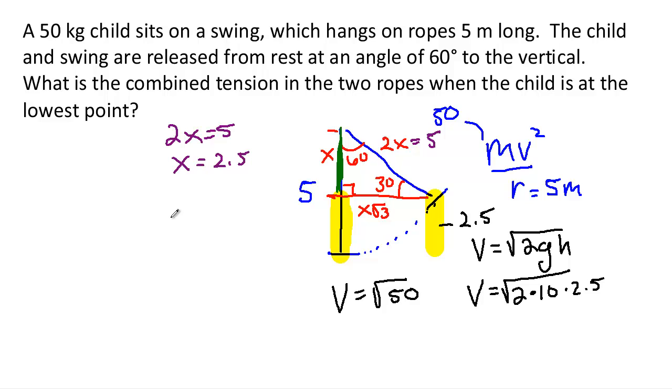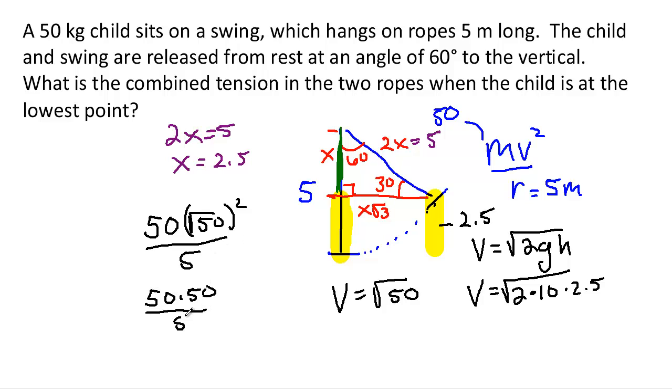So our centripetal force is mv squared divided by r, or in this case, a mass of 50 times a velocity of the square root of 50, parentheses squared, divided by a radius of 5 meters, or 50 times 50 divided by 5, which is equal to 500, or 500 newtons. Now to answer the question. In this case, they simply don't want to know the centripetal force.